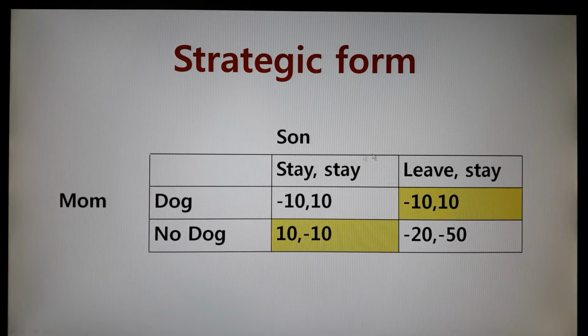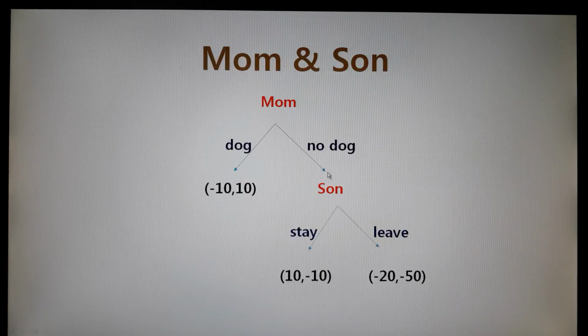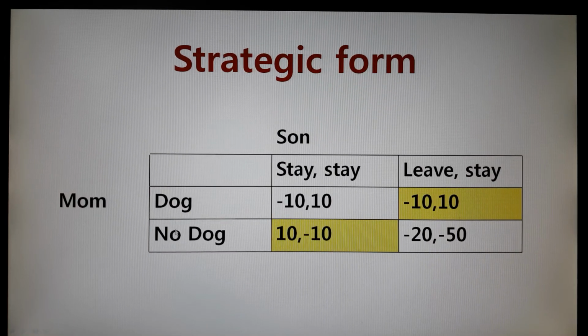As a result, in this game, there are two pure strategy Nash equilibrium. One is no dog and stay. The other is dog and leave. And as I said, it doesn't make sense for the son to actually leave because dog or no dog, this is a terrible choice for him. He would never do that, even though whatever he may say. Still, saying leaving can be a Nash equilibrium.